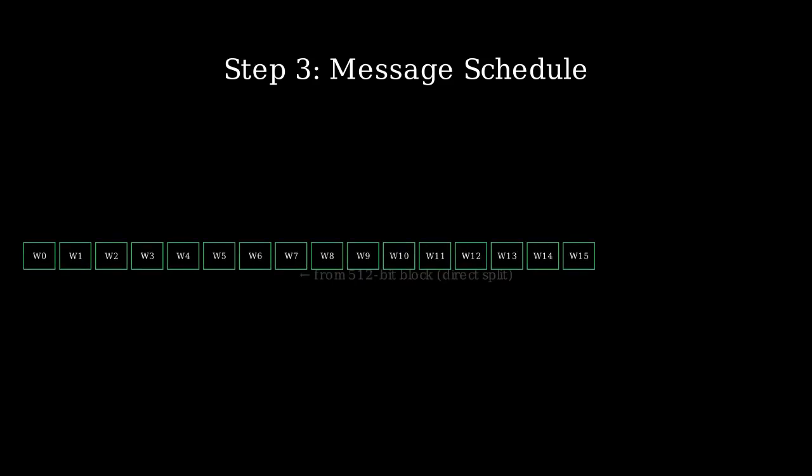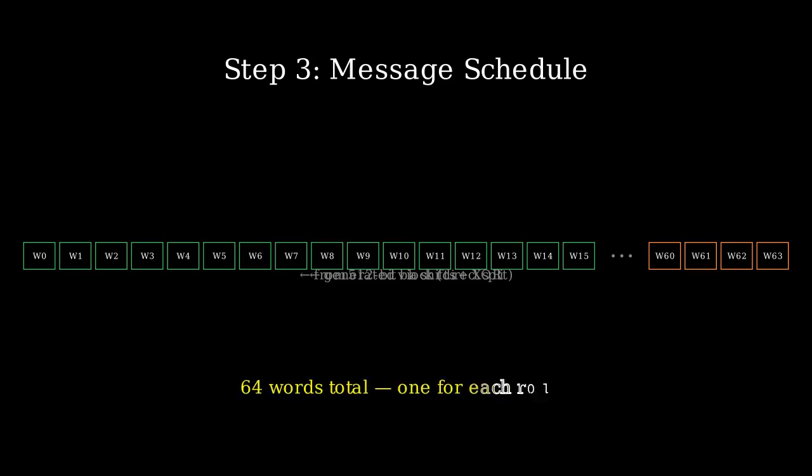Next, we build something called the message schedule. We take our 512-bit block and split it into 16 32-bit words, but 64 rounds need 64 words. So we generate the remaining 48 words by mixing earlier words together using bit shifts and XOR operations. This spreads the input bits throughout the schedule.